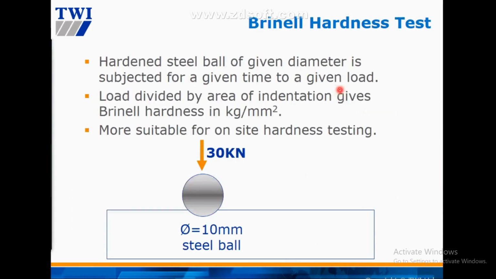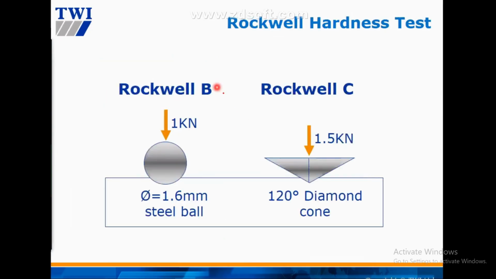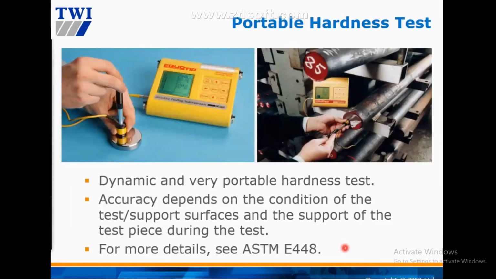And this machine is Brinell, normally more for inspection on site. It uses a ball, steel ball for example. Sometimes they use a tungsten ball. So this is more suitable for site hardness testing. Rockwell, they have two types: B for using a ball and C for using a diamond cone. So that is for site testing for hardness.